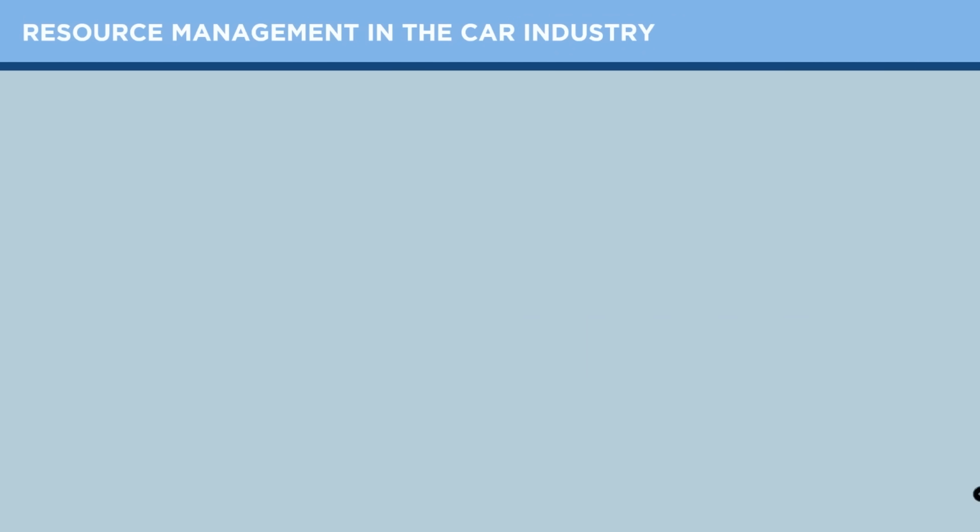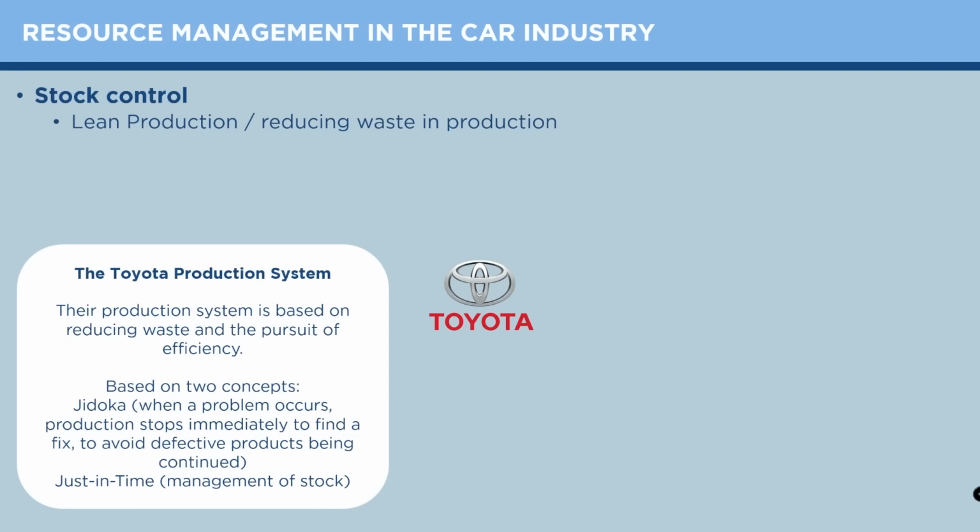So before we move on to human resources, let's talk about resource management. The first is stock control. Let's think about stock control, and the main thing I'm thinking about here is lean production, the concept of lean production.